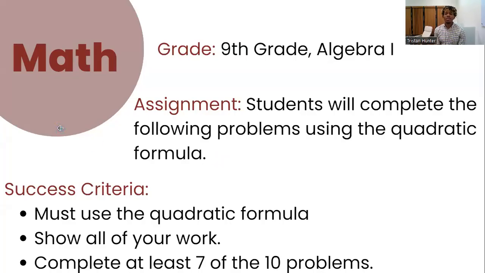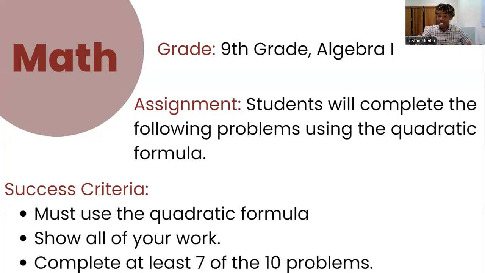So in a math class, let's say we're in a ninth grade Algebra 1 class. Let's say the assignment is that students are going to complete the following problems using the quadratic formula. At this point, the students have been in the classroom with the teacher, and the teacher has given them concept development around the quadratic formula. Now the teacher says, okay, I want you to work on this worksheet that has 10 problems on it. The teacher is going to communicate the success criteria that I need you all to meet.